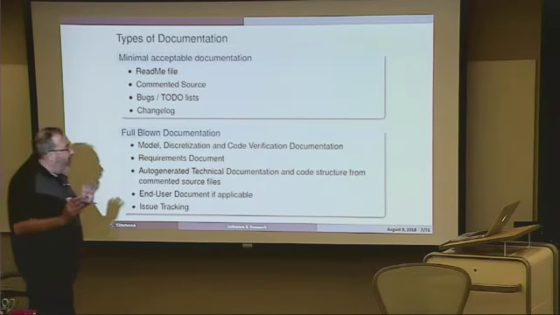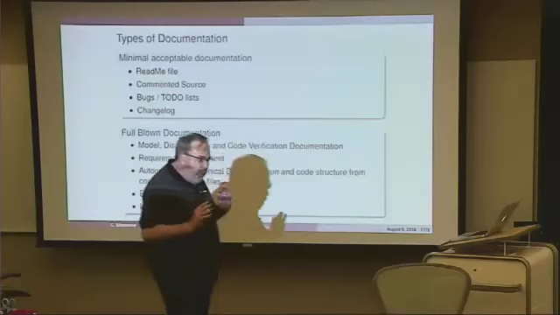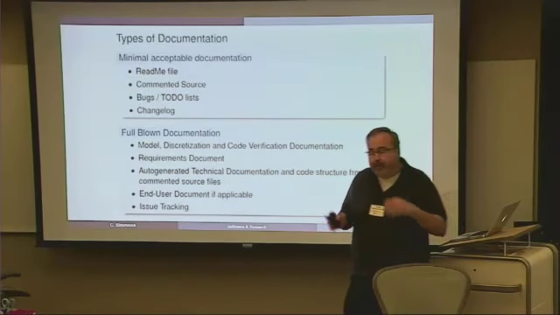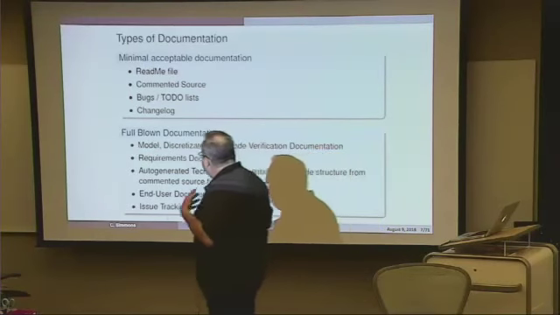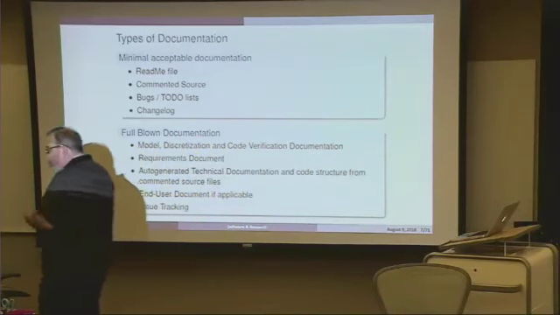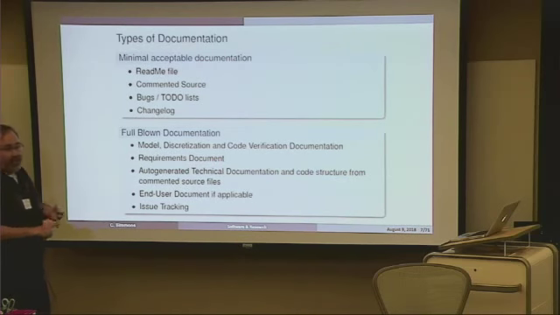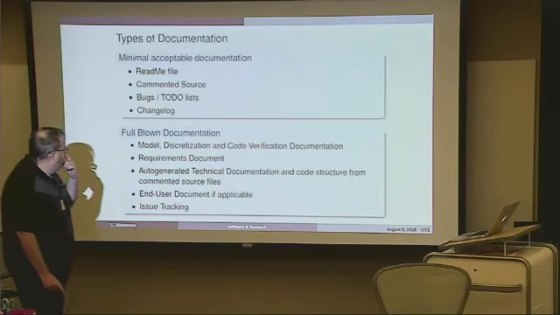Documentation. This is another signal or another red flag as to whether you want to use something or not. To me, the minimal acceptable documentation is a README file, commented source files, a bugs and a to-do list, and a change log. High-quality codes will have a lot more than that.